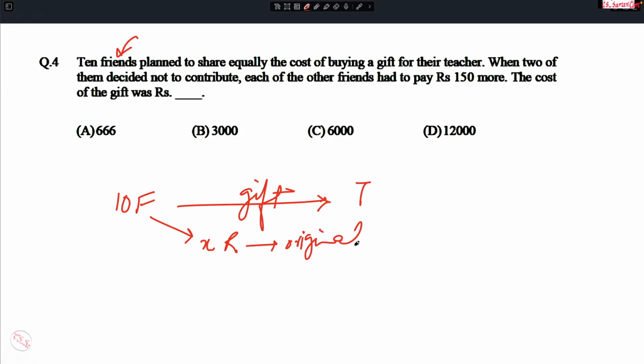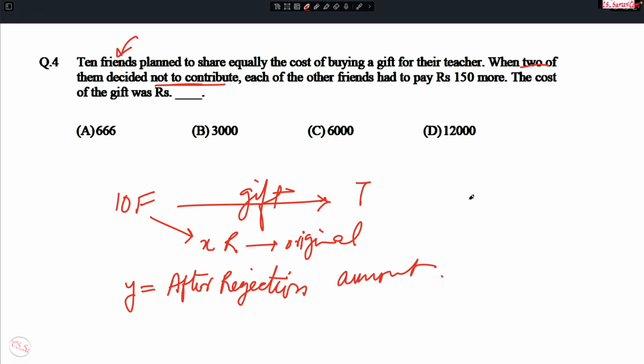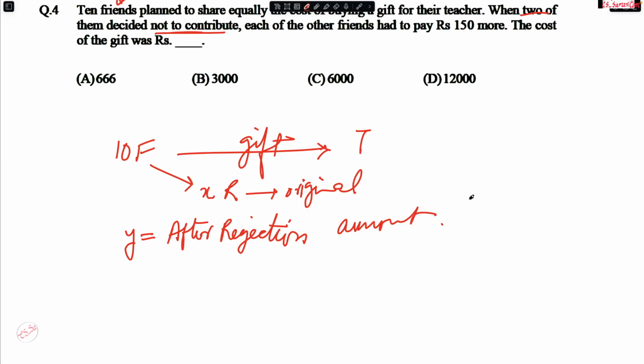Originally, right? After two of them decided not to contribute, the amount which the 8 of them would have to pay, let's assume that to be y, equals the amount after rejection. Why am I defining variables, you would say? Because defining variables gives you a very clear understanding of what exactly is going on. Otherwise, it is just in your head and you are trying to imagine what all things happened without even having a concrete symbol to play with the information, right?